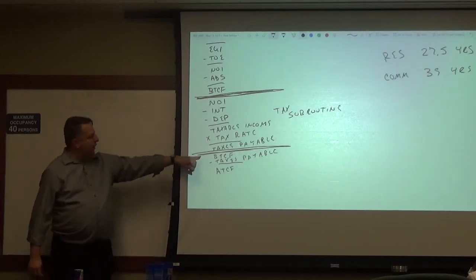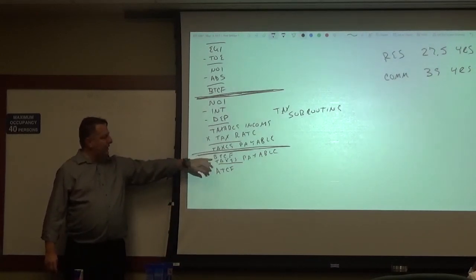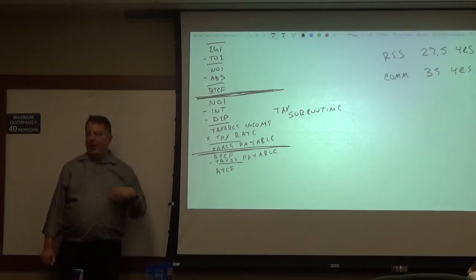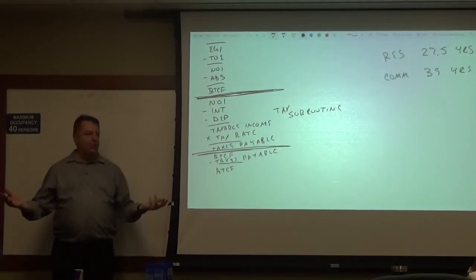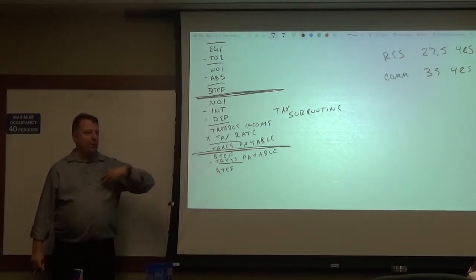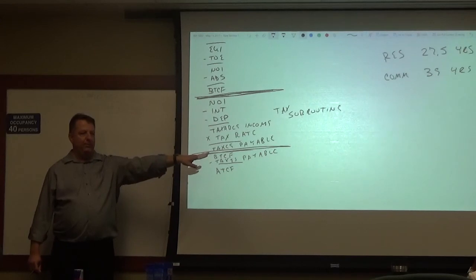Okay? So, in this case, from before-tax cash flow, we write a check to the IRS for the taxes payable, and we get the after-tax cash flow, which is the money we have left over that we can now distribute to ourselves and everybody else. Okay? Make sense?